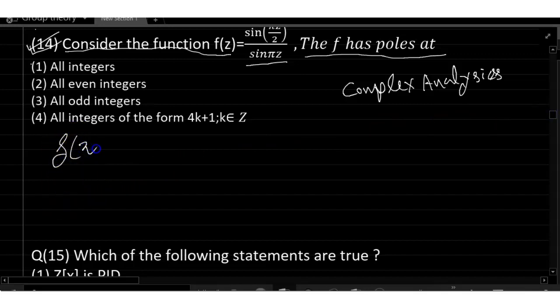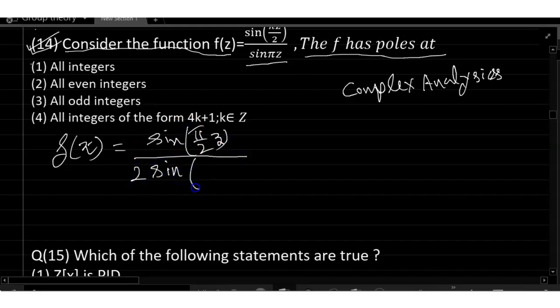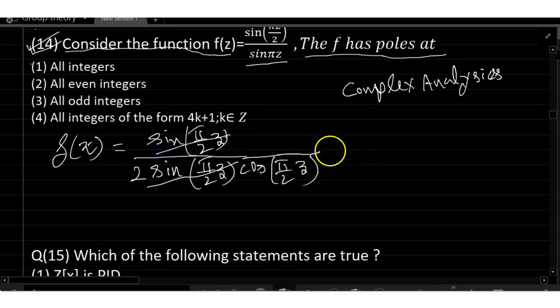f(z) equals sin(πz/2) into 2 sin(πz/2) over... So I cut these 2 points, and I get 1 by cos(πz/2).